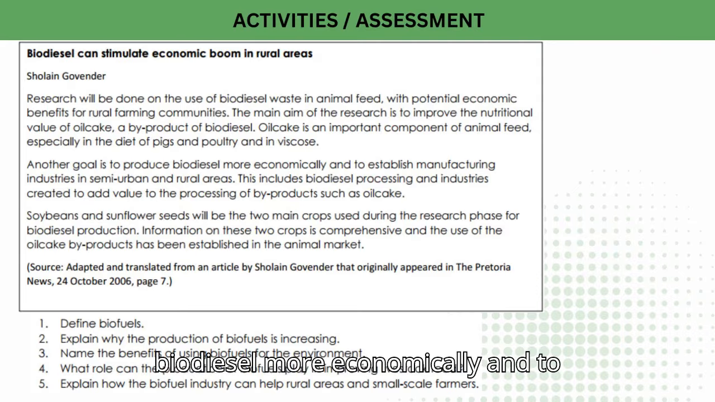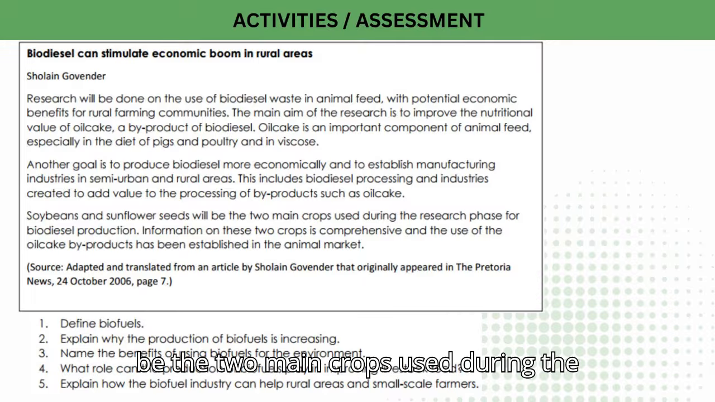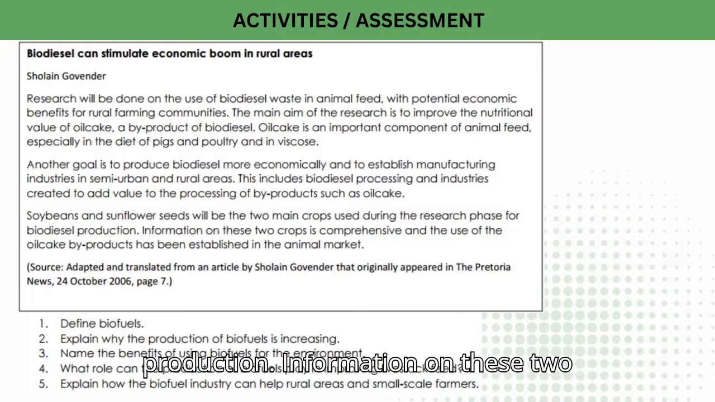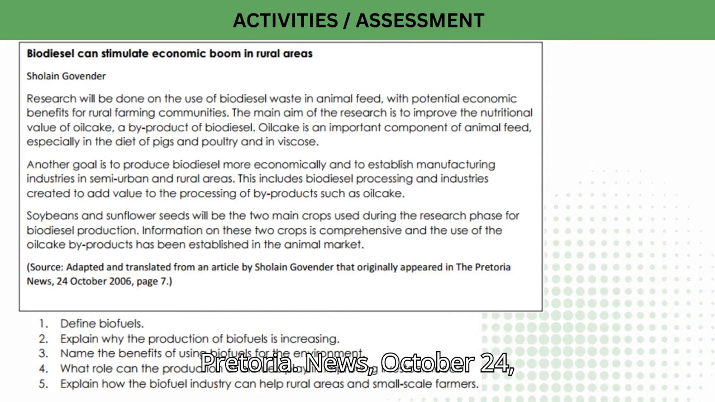Another goal is to produce biodiesel more economically and to establish manufacturing industries in semi-urban and rural areas. This includes biodiesel processing and industries created to add value to the processing of byproducts such as oil cake. Soybeans and sunflower seeds will be the two main crops used during the research phase for biodiesel production. Information on these two crops is comprehensive and the use of the oil cake byproducts has been established in the animal market. Source, adapted and translated from an article by Sholane Govender that originally appeared in the Pretoria News, October 24, 2006, page 7.